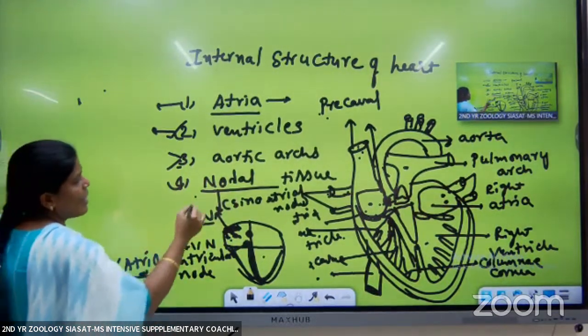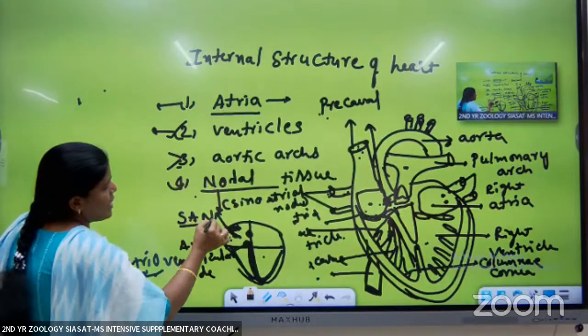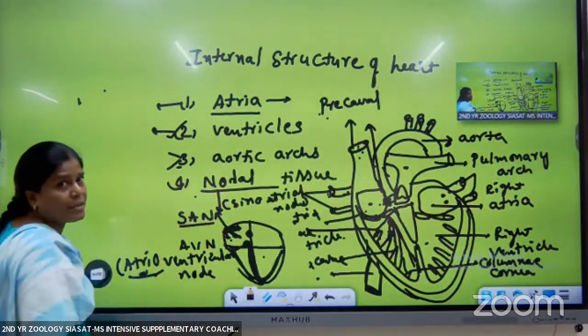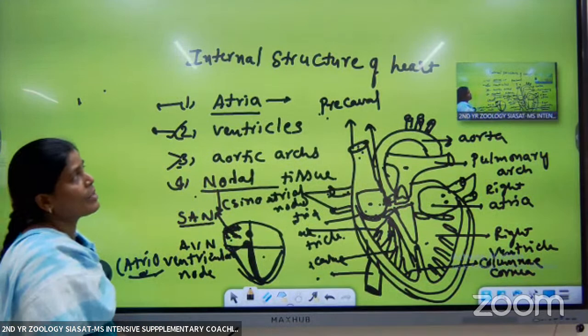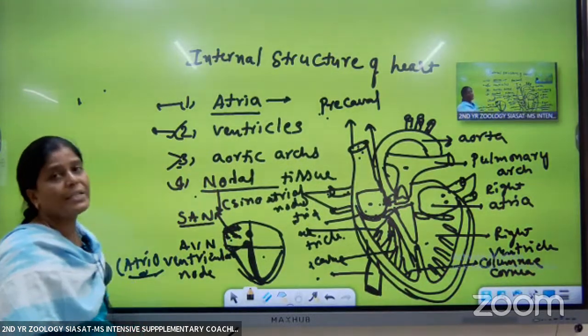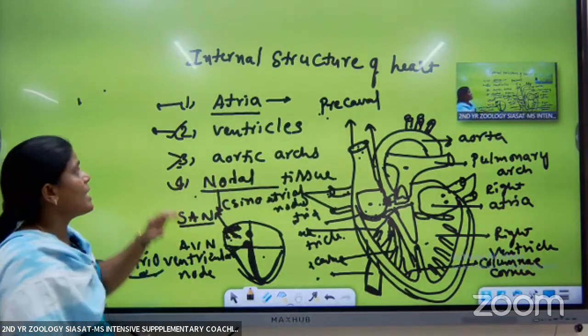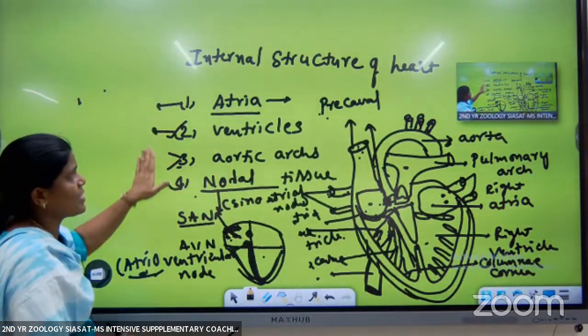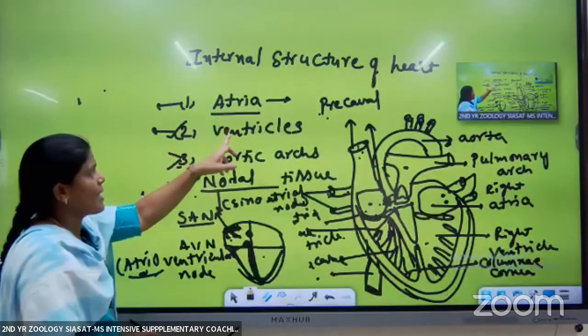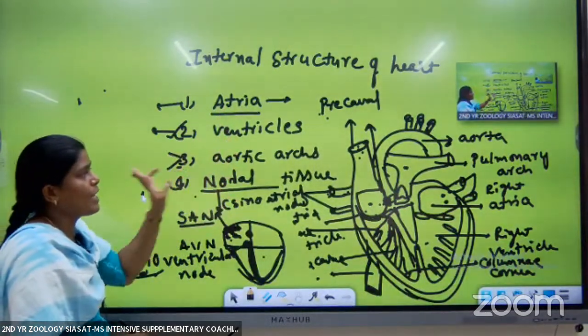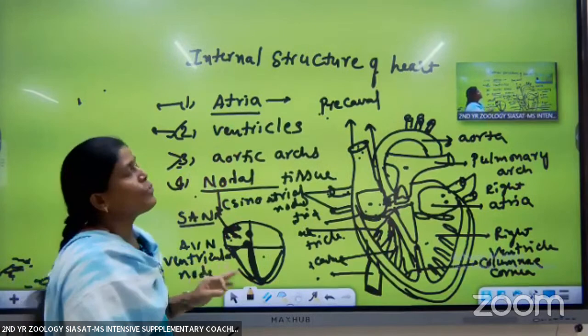Next, the nodal tissue has two specialized tissues, the SAN and the AVN. Clear? This is about the internal structure of the heart. This is a very important question, so practice the diagram. These headings are important. In the internal structure, there are four: atria, ventricles, aortic arches, and nodal tissue. Practice the diagram.